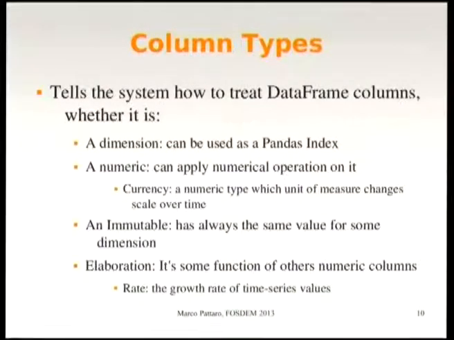And in this dictionary, I describe types of columns, so dimensions, which can be used in Pandas indexes, but the user doesn't know anything about this. So the system just defines the indexes when it's the right time to do it. Numeric columns, well, that's quite obvious. Immutable values are labels or other values that are always the same for a specific dimension. And finally, elaboration. Elaborations are columns that are calculated as a function of other columns.